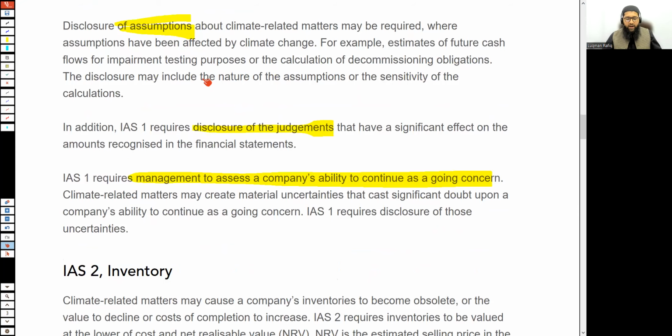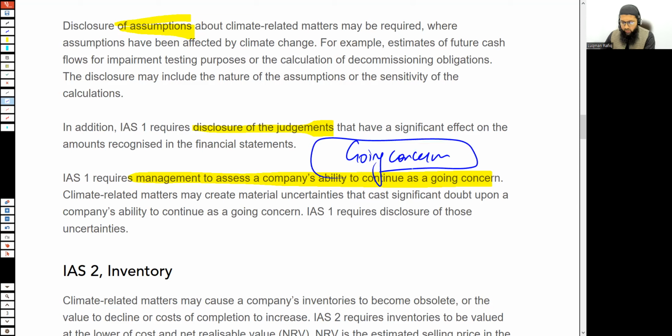Now, the second thing is that whatever the judgments, whatever the things that you have evaluated with respect to that climatic impact, you got to disclose. Furthermore, if that climatic change could have an impact on the going concern status of the entity, you got to give a disclosure also. So keep in mind that the major thing for IAS 1 is that the disclosures would be impacted because of climate-related change.